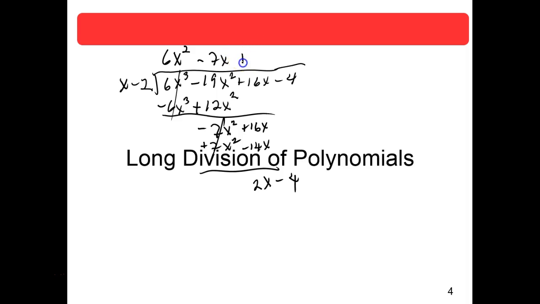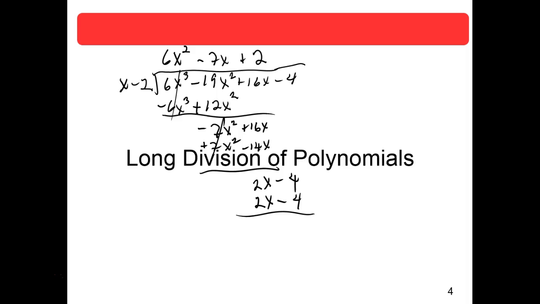It goes into it plus 2 times. And then you what? Multiply. 2 times x is 2x. 2 times minus 2 is minus 4. Ding, ding, ding. Look at that. We thought that anyway, that x equal 2 was a 0, so x minus 2 had better been a factor. As soon as we see a 0 remainder here, we know it was a factor. All right.